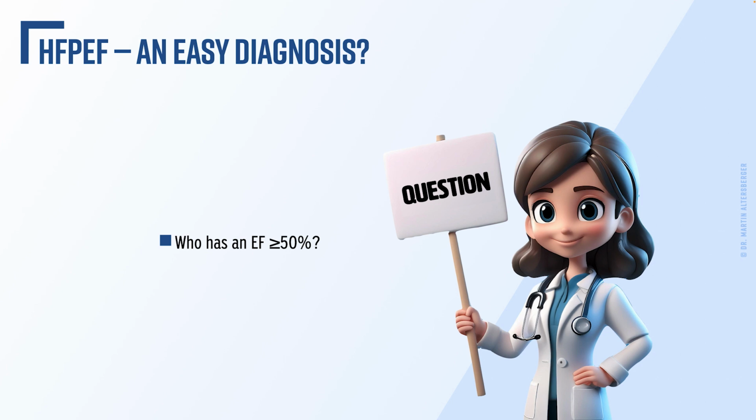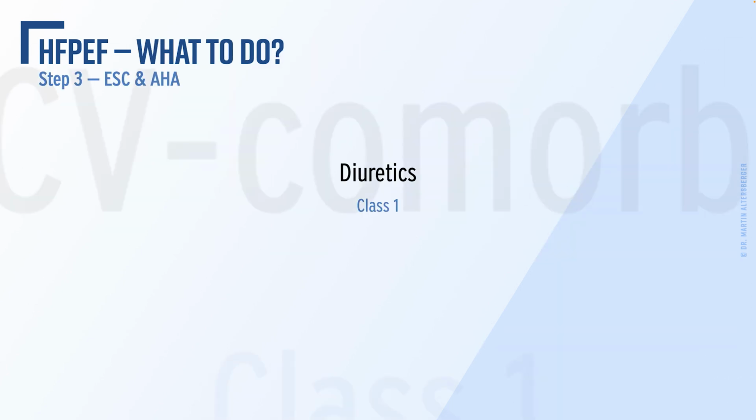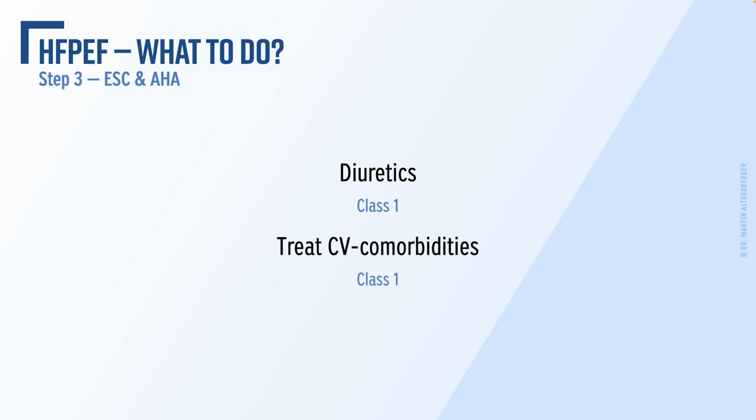So who of you has an ejection fraction of above 50%? Well, I know that I do. So basically with feeling tired, feeling dyspnea on exertion, we already should treat the patients with diuretics. This is a class 1 recommendation.